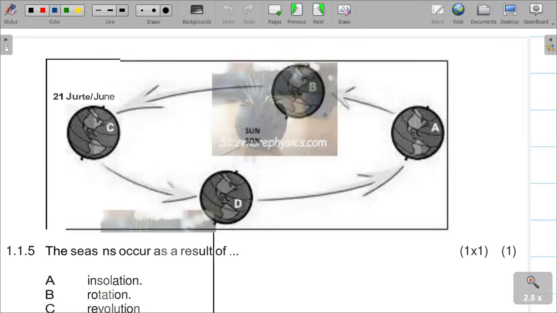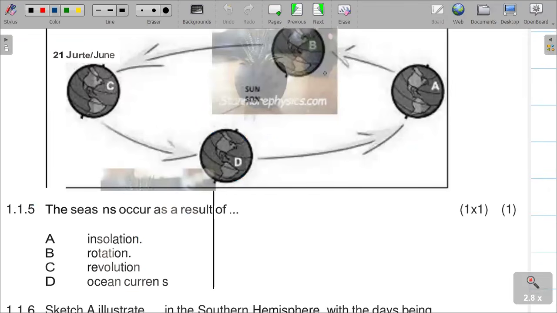Next question. It gives us: the seasons occur as a result of dash. Seasons are caused by the revolution. Revolution is the one that causes seasons. Seasons occur as a result of revolution. When the earth moves, the revolution causes seasons.